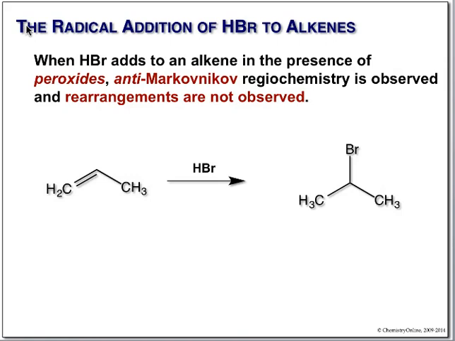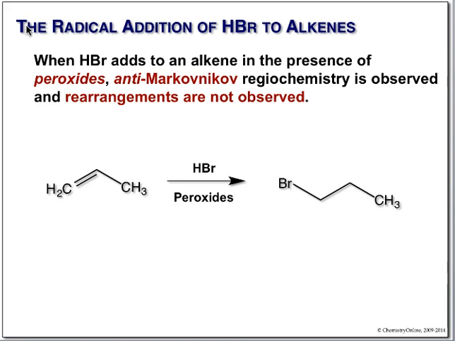All right. If we take this very same reaction and we do it in the presence of peroxides, we get a different result. Instead of the 2-bromopropane, we get 1-bromopropane. This is anti-Markovnikov regiochemistry.